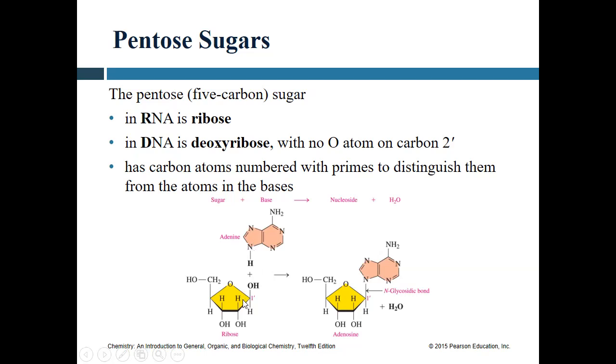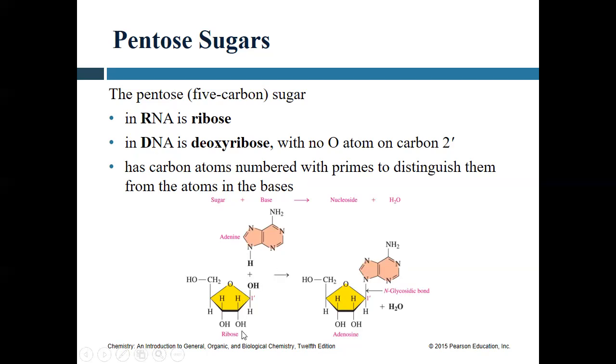What that means is, so here's ribose. Ribose is the sugar backbone of RNA. The R in RNA stands for ribose. So this is a ribose nucleic acid, RNA. D in DNA stands for deoxyribose. So that's a deoxyribose nucleic acid.